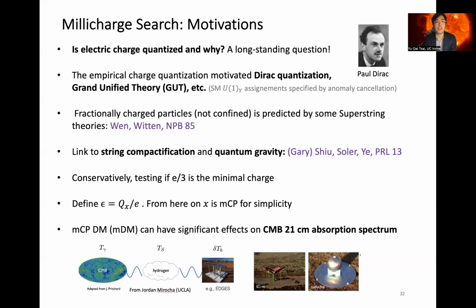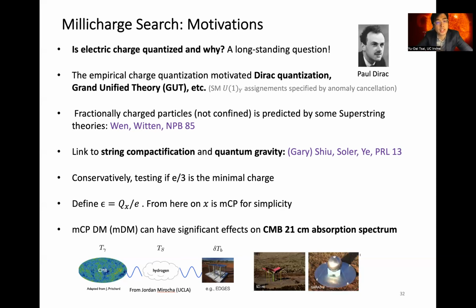String compactification and quantum gravity is also a deep question that Gary, the professor that I have been discussing with, has been very interested in. I know many of you know Gary, so I will mention this discussion a little bit more in the next slide.